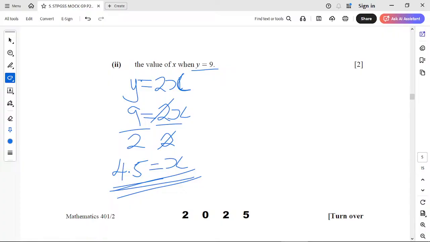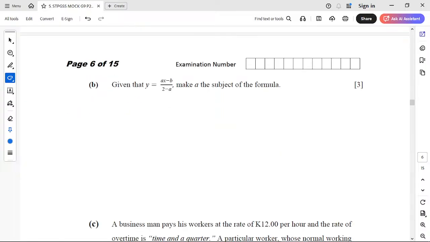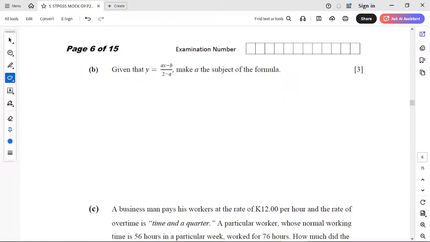Okay, so let's go to the next question, which is question 3b. Given that y is equal to ax minus b over 2 minus a, make a the subject of the formula. So first, we write the expression: y is equal to ax minus b over 2 minus a.